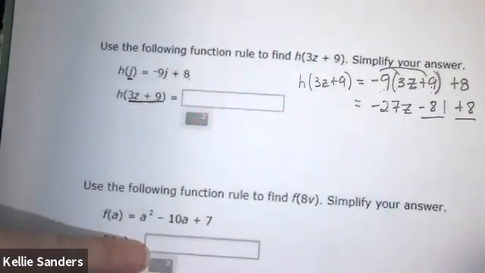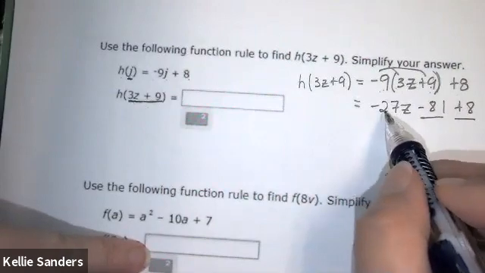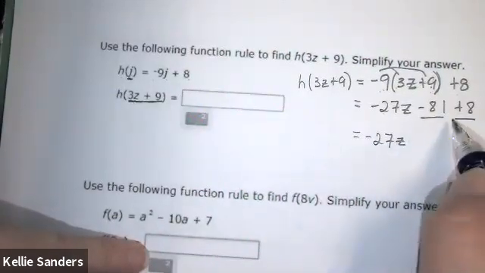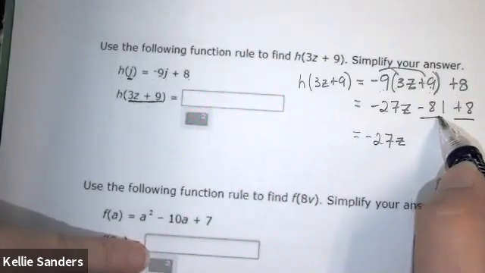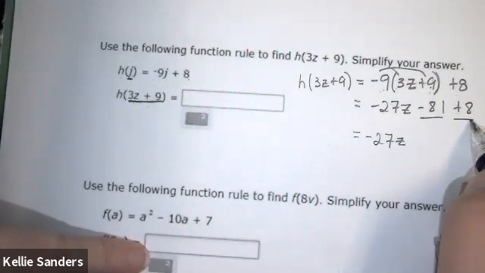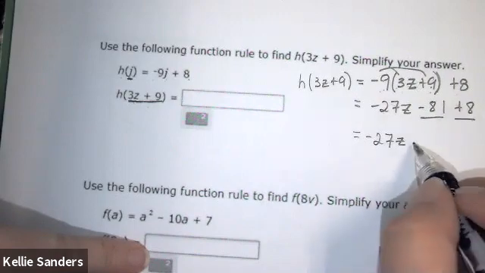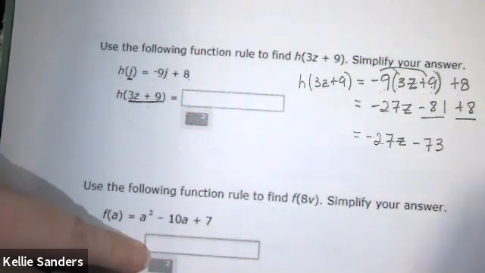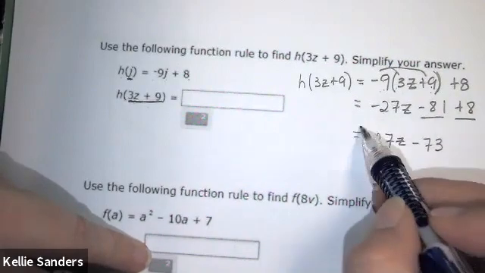These two are like terms because they do not have z's. This has a z. So it just comes down. Negative 81 plus 8, negative 73. Had to think about that one. All right, that's it.